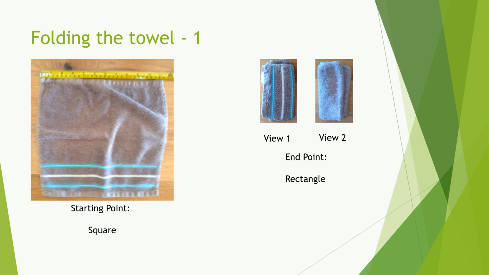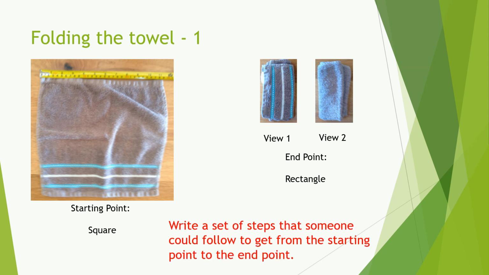The first view has the lines in the towel going vertically on one side, and on the other side, if you turn it over, there's nothing there, it's just the blank part of the towel. What I'd get the kids to do is write a set of steps that someone else can follow to get from that starting point to that ending point, and then let them loose.